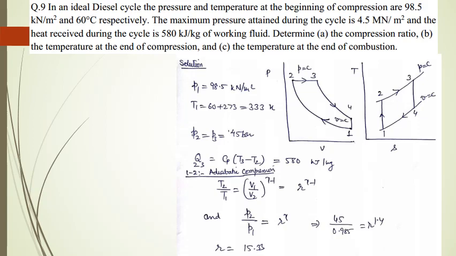Since V1 upon V2 is R, so T2 upon T1 is equal to R raised to power gamma minus 1. Similarly, the relation between pressure and the compression ratio is also expressed as P2 upon P1, which is equal to R raised to power gamma. So now we have divided these two expressions in order to get the value of compression ratio, and that comes out to be 15.33.